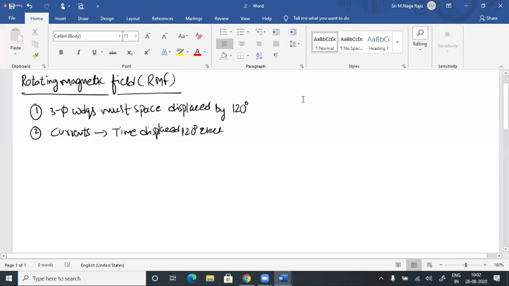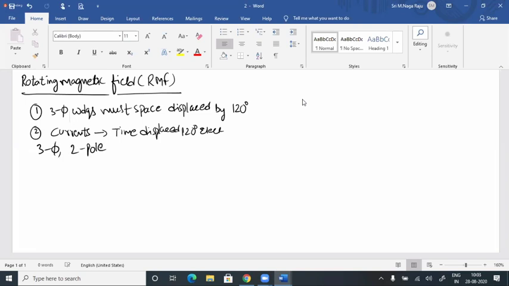Now, whenever these 2 conditions are satisfied, then definitely a rotating magnetic field is produced. Rotating magnetic field means the magnetic field will be rotating. So in this case, for explanation, we will consider a three-phase, two-pole, single-turn stator winding.